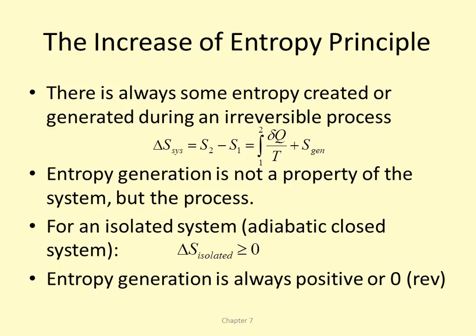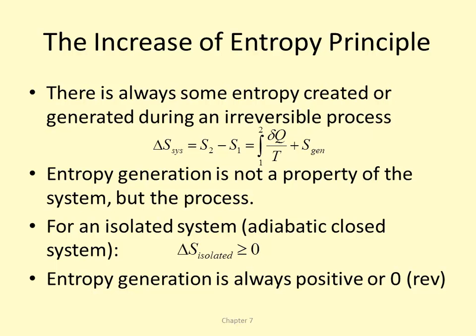So the system can have some entropy change just because entropy is a property value. The entropy may decrease if we remove heat from the system. However, this process still generates entropy because we're adding heat to the surroundings, and that's an entropy generation process. So the entropy generation is a property of the process itself.